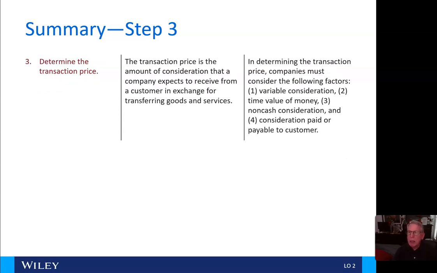And number three, determining the transaction price. The transaction price is the amount of consideration the company expects to receive from a customer in exchange for transferring goods or services. And in determining that transaction price, the company must consider the following factors. 1, variable consideration. 2, time value of money. 3, non-cash consideration. And 4, consideration paid or payable to the customer.